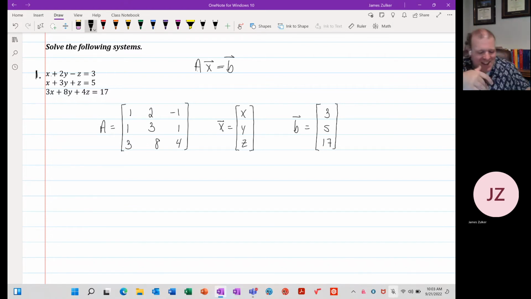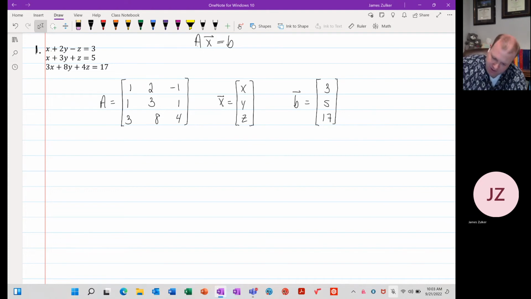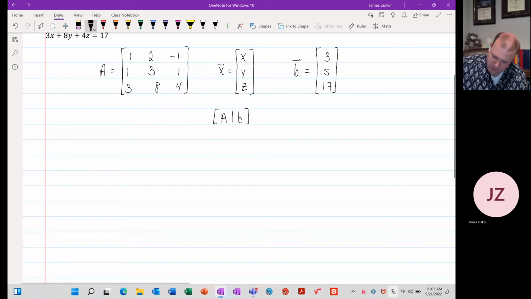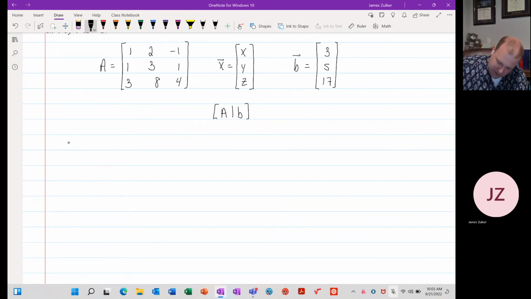Now what we can do is represent this entire system, to solve it, as an augmented matrix. Specifically, A augmented with B. So again, for this example, what we're going to get is the augmented matrix 1, 2, -1, 1, 3, 1, 3, 8, 4, and then augmented with 3, 5, 17.